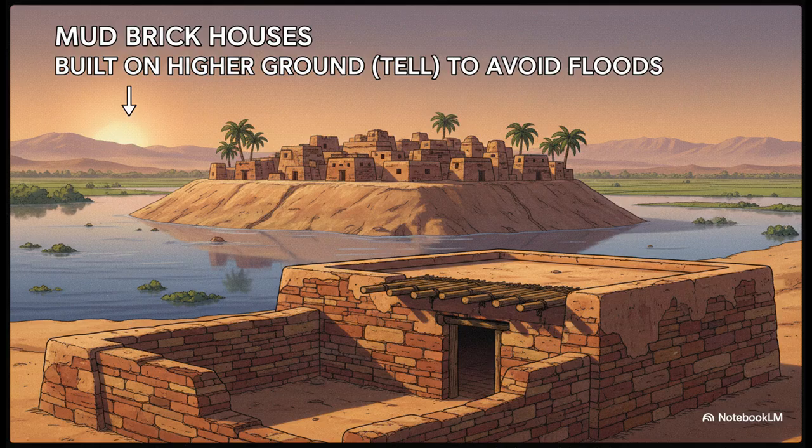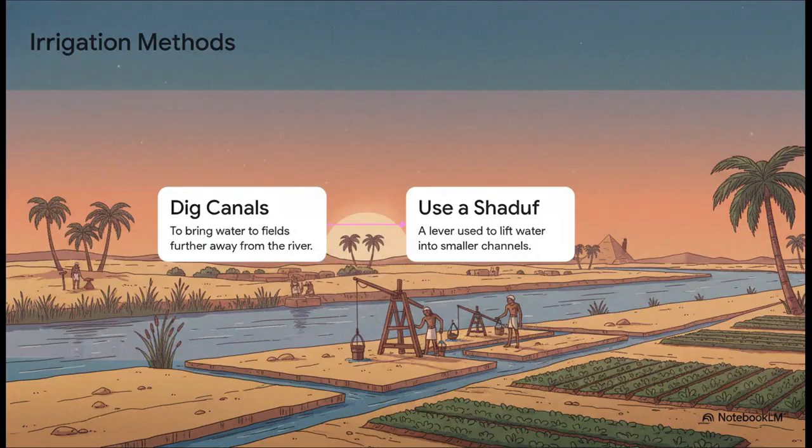Okay, we are almost there. Question 16. Name 2 ways the Nile was used for irrigation. Pause. To get water to their crops, the ancient Egyptians dug canals and used this really clever invention called a shaduf. It worked kind of like a giant seesaw with a bucket on one end and a heavy weight on the other. It made it way easier to lift water from the river to the fields.